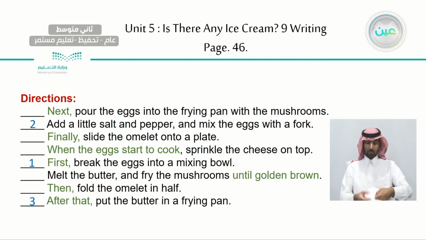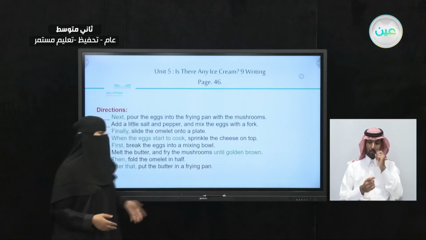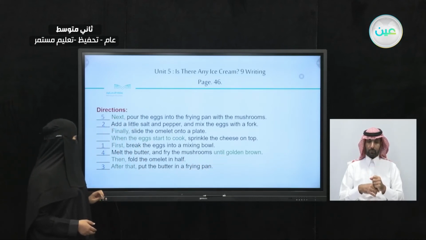What's going to happen to the butter? You're going to melt the butter and fry the mushrooms until golden brown. So here, when you put the butter in the frying pan, of course it's going to melt. When the butter is melted, what are you going to do? Fry the mushroom until I see the change, until it's golden brown. So what's going to be next here?